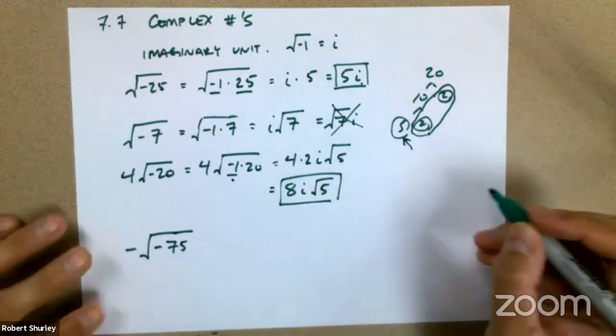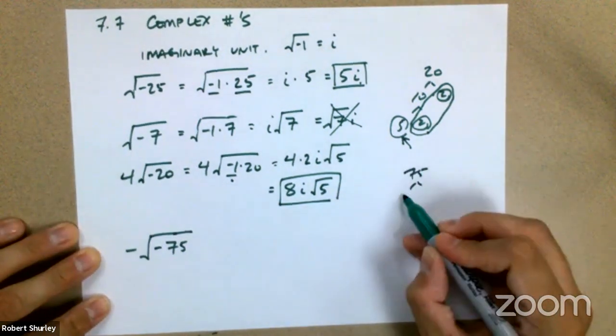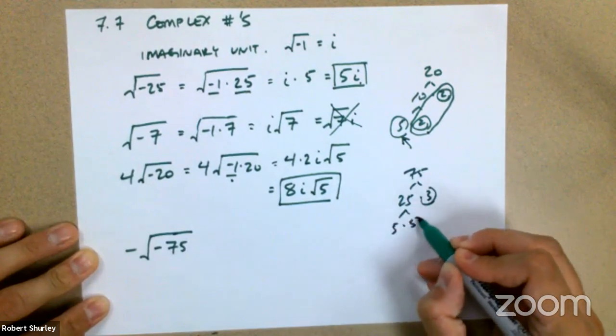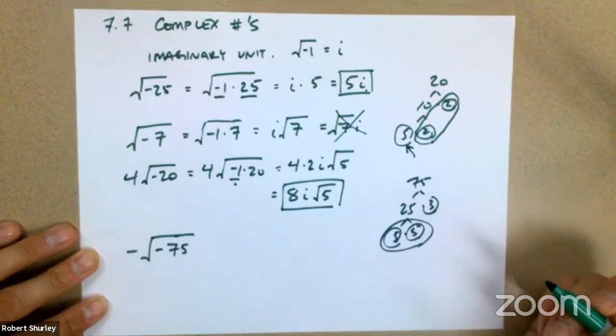Okay, I had to break down 75. I know it's 3 times 25, right? And then 5 times 5. Okay, we can take a 5 out, right?